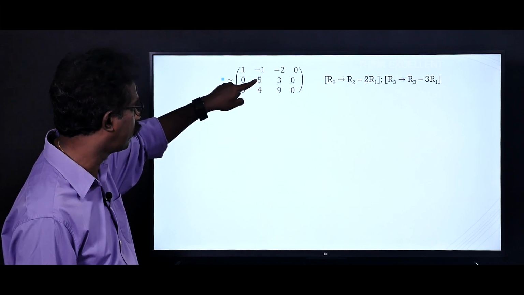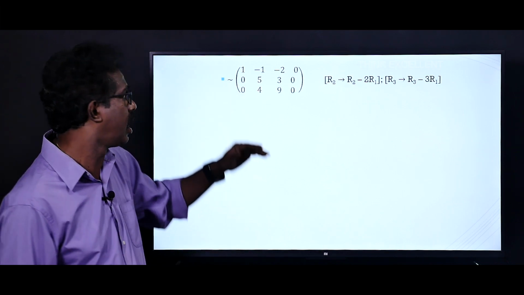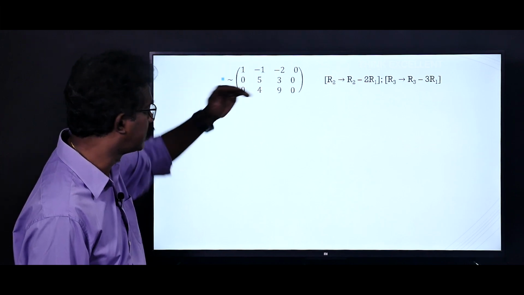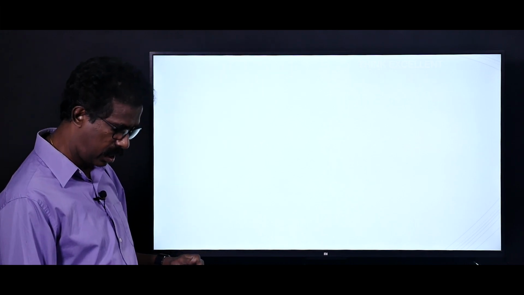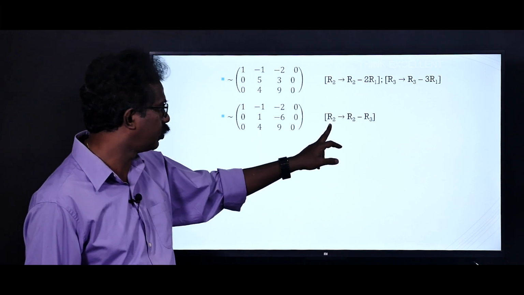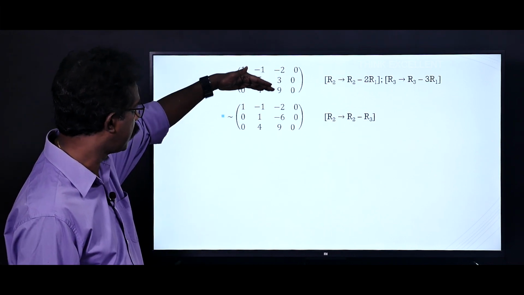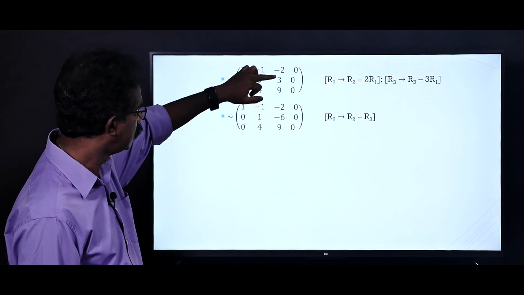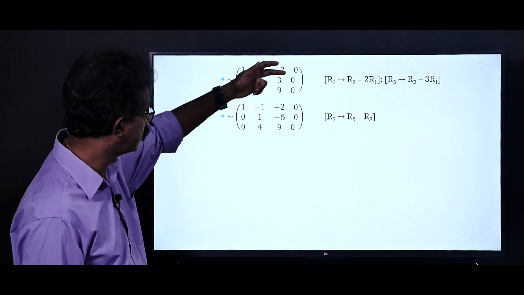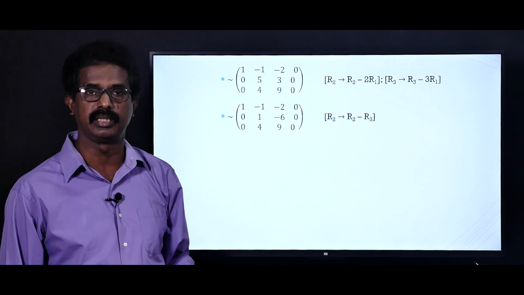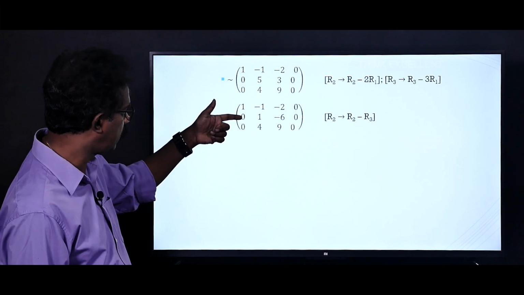5 minus 4. So what step do you write? R2 is R2 minus R3. So 5 minus 4, it is 1. 3 minus 9 minus 6, 0 minus 0, 0. Third row, no change. So first row, first element 1, below that 0.